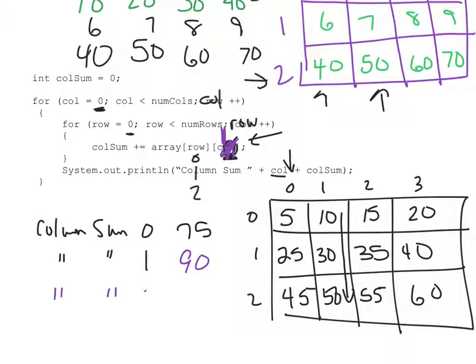Column sum 2. Yeah, now I have to actually do some math here. So this is 70, 105 maybe. And if I'm wrong, I'm sure you'll tell me tomorrow. And then 120 for column 3.